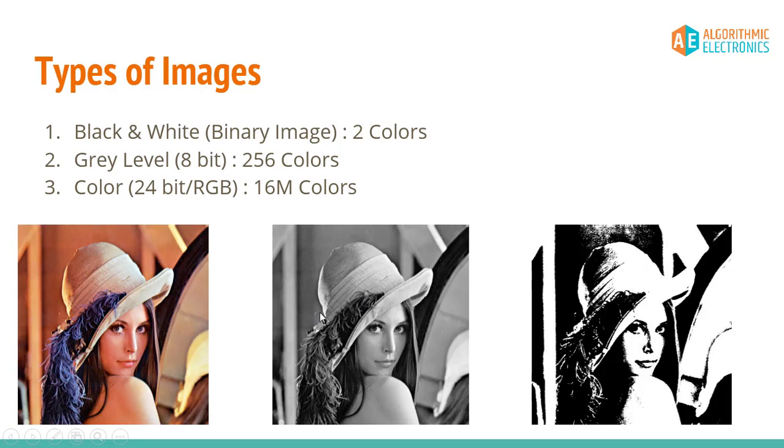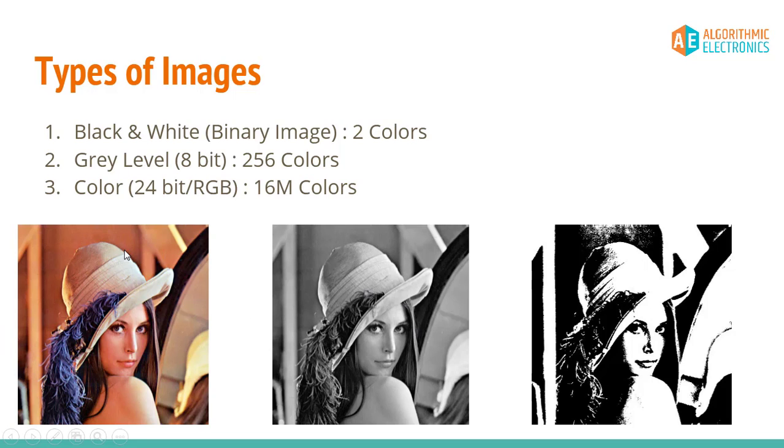So there are 256 colors possible, and still this is a two-dimensional image only. It has rows and columns, and the black and white image also has rows and columns. So again it is a two-dimensional image, but it has 256 colors. In this particular case, 0 represents the black color and 255 represents the white color.